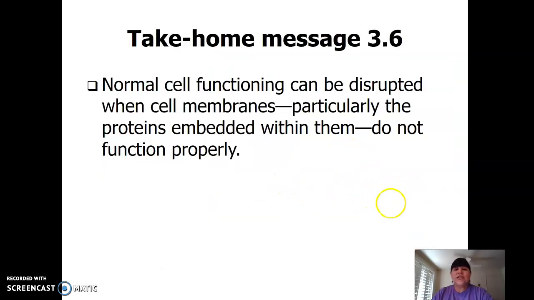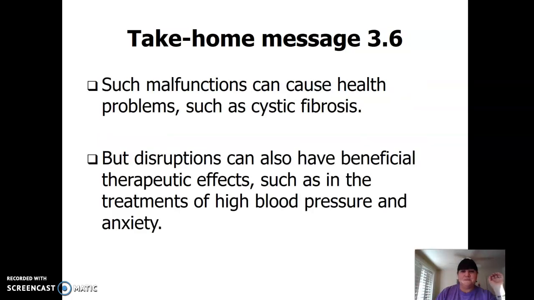So normal cell functioning can be disrupted when cell membranes, particularly the proteins embedded within them, do not function properly. I love this book because it has these practical applications and shows you why we care about these things. Do these things actually impact your life? Yes, they do. Okay.